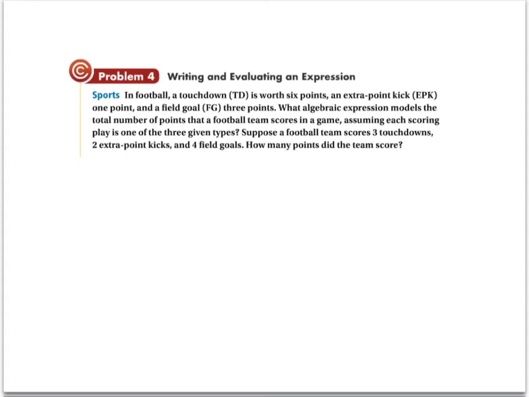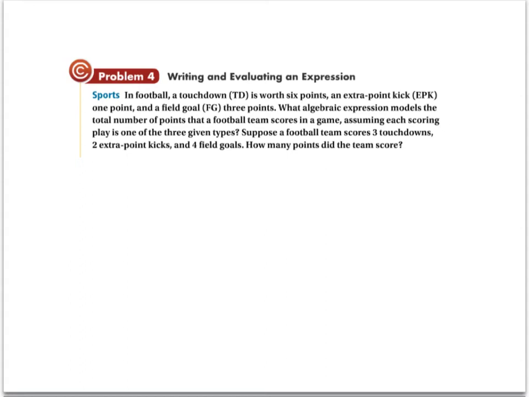All right, then for problem number 4, we're talking about football. A touchdown, 6 points. An extra point kick is 1 point, and a field goal is 3 points. Write an algebraic expression. Now, I'm sure if you watch football or play football and you're adding up points, you are certainly not sitting down writing yourself an algebraic expression.